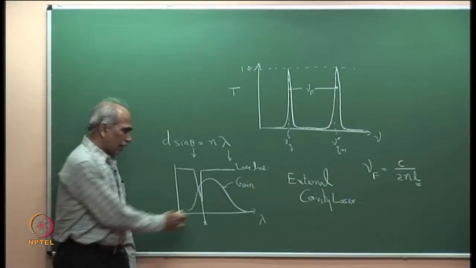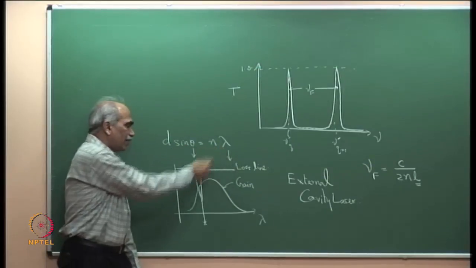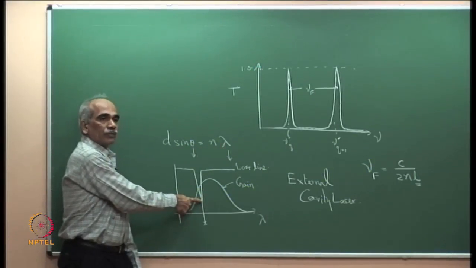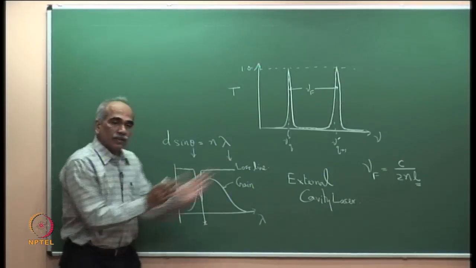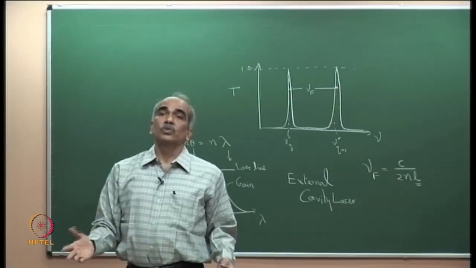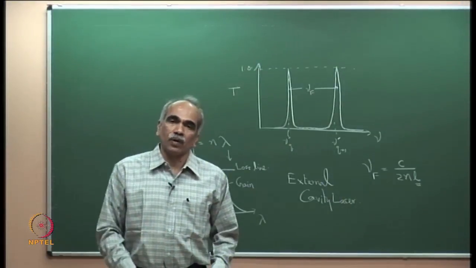One wavelength lambda here which satisfies this condition, where the wavelength is reflected back into the cavity, will have very low loss. For all other wavelengths, the light which is reflected is at an angle, so it does not go back exactly here. It may hit here, it may hit here, or it may just go out. So, there is no feedback. It is a highly lossy cavity for other wavelengths.